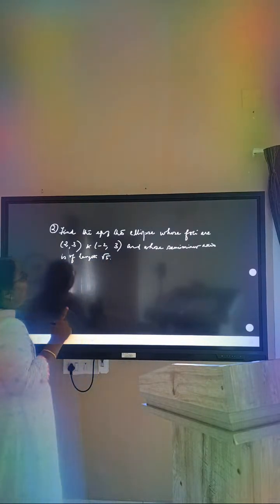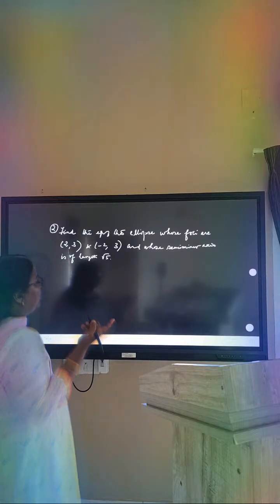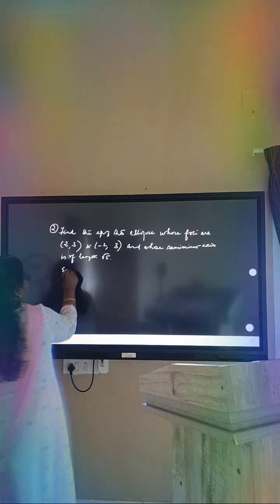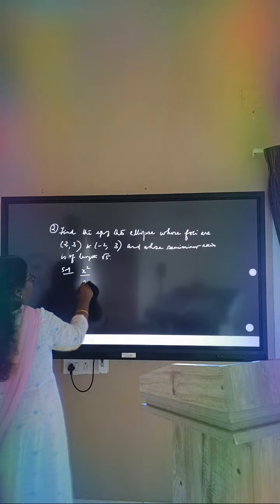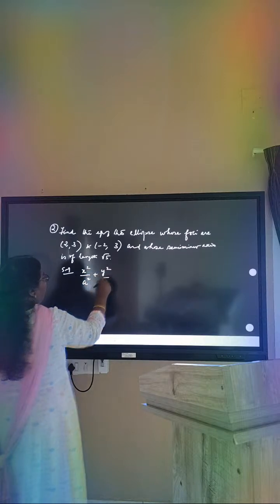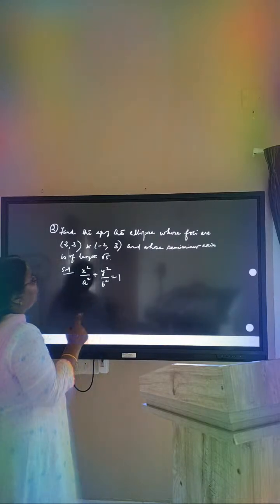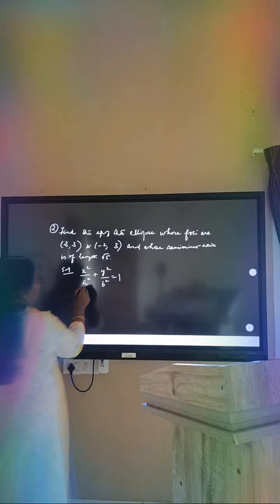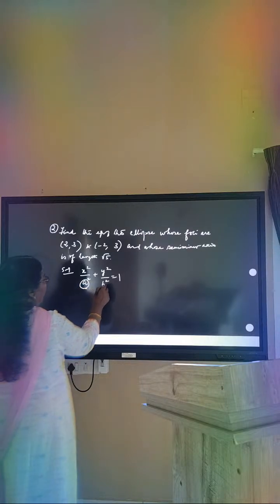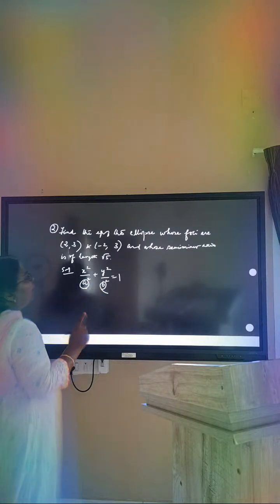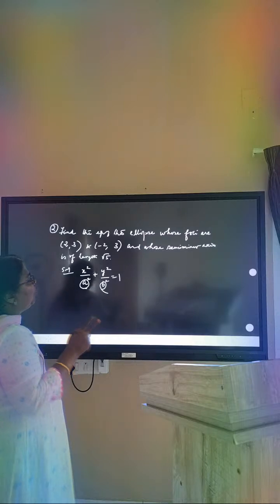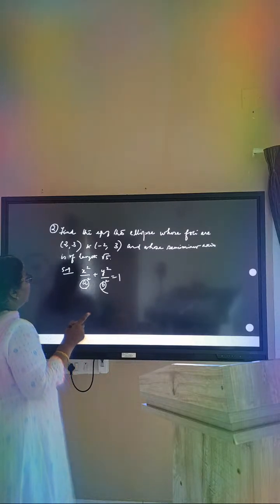See, what is the question? Find the equation of the ellipse. The equation of the ellipse is x squared by a squared plus y squared by b squared is equal to 1. So this is the equation of the ellipse. You have to find this. For finding this equation, you have to find what is a and what is b. But what are the things given here? Whose foci are 2 comma 3 and minus 2 comma 3.